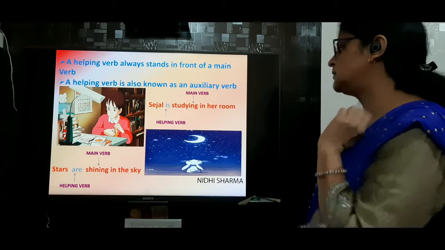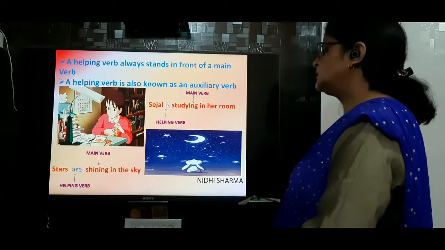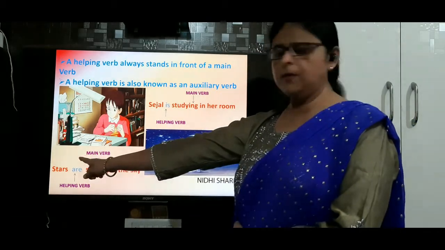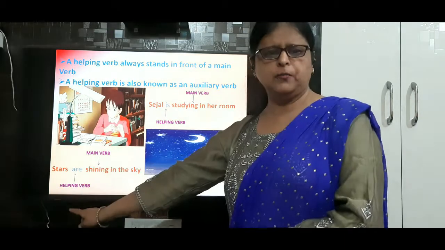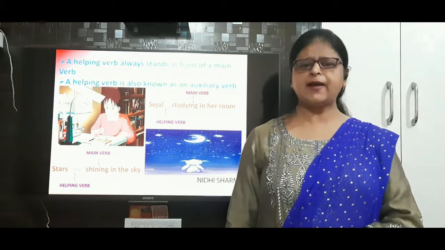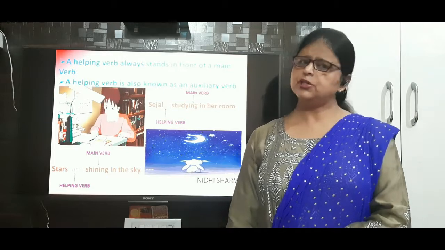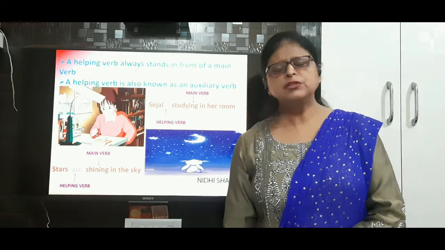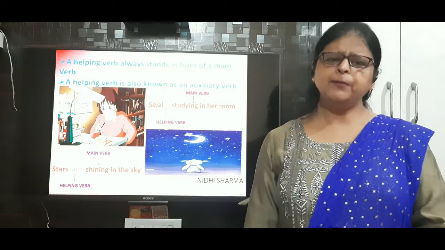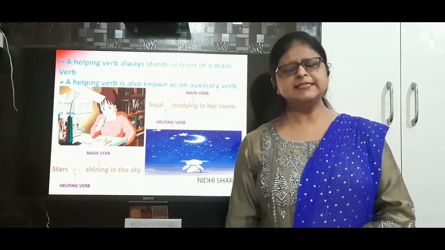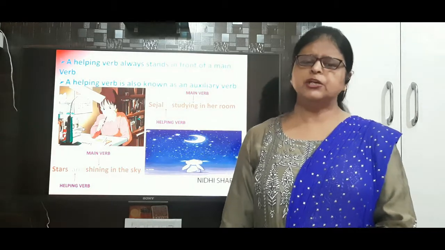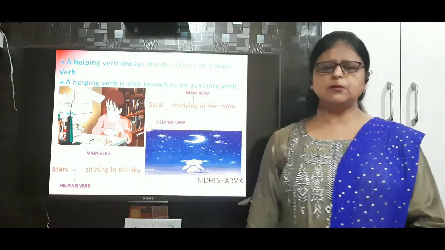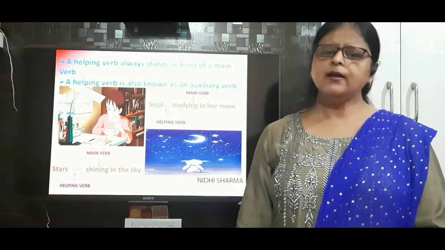Now let's take another example here. Stars are shining in the sky. You can see here, shining is the main verb and are is the helping verb. Now let me share an interesting fact with you. The helping verb is always just before the main verb. So it is really easy to spot which word is the helping verb. Helping verbs are used before verbs that end in ed or ing. Children, always remember this.